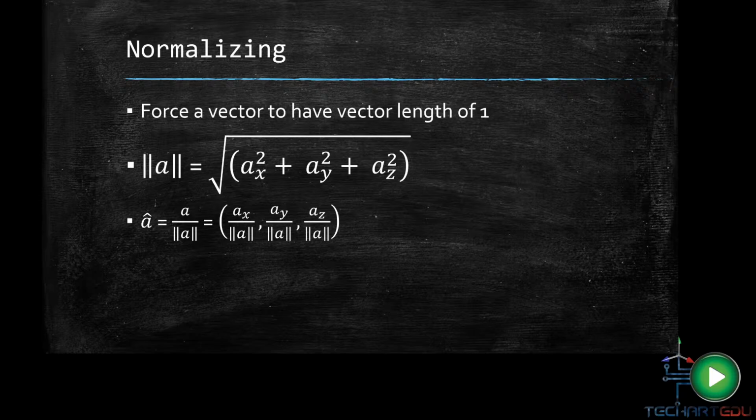If you want to get a normalized vector, you take the length or the magnitude of your vector, and then you divide it through all the components. So you take the x component divided by the length, the y component divided by the length, and the z component divided by the length. What you do is that gives you a normalized vector.